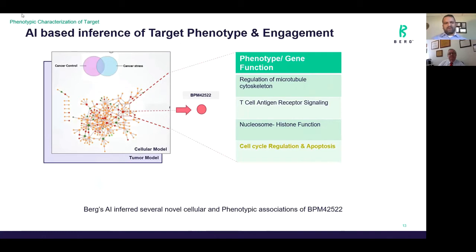Interestingly, the functional correlates of this target, BPM42522, which is an E2 enzyme, are as follows. It is related to microtubule cytoskeletal regulation and reorganization. It's related to nucleosome histone function. It's related to cell cycle regulation and apoptosis and T-cell antigen receptor signaling. The phenotype of the target, or the function that the target is tied to, is extremely key for us to get a sense of where that particular target could be utilized as a target.